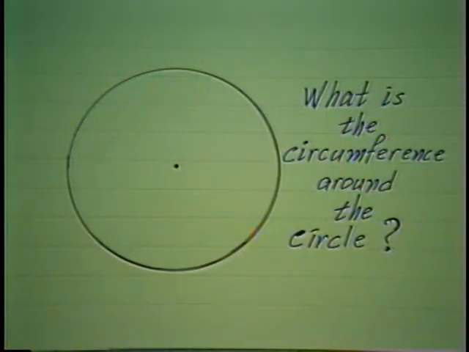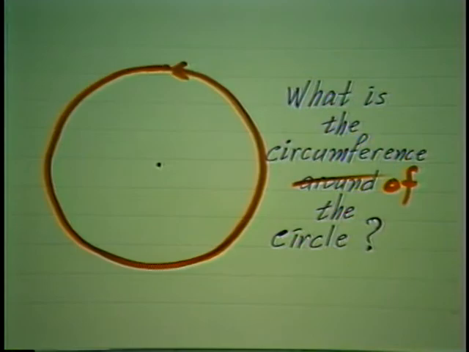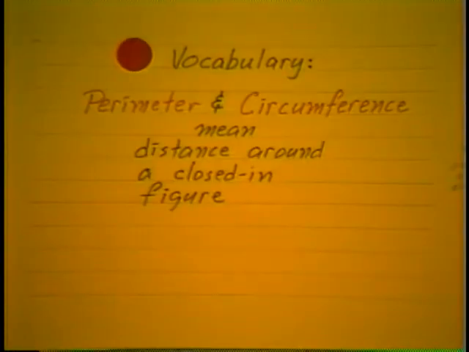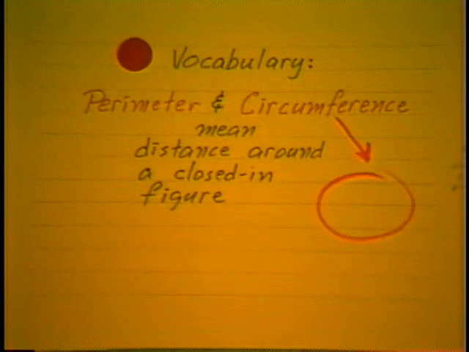Now our second word, circumference. What is the circumference around the circle? Usually it's stated what is the circumference of the circle, but around certainly conveys its definition. The circumference is to a circle what perimeter was to the last figure. It simply is the distance around the circle. So our vocabulary, the two simple words, perimeter and circumference, each of which mean distance around a closed-in figure, with circumference sort of being restricted to the distance around a circle.